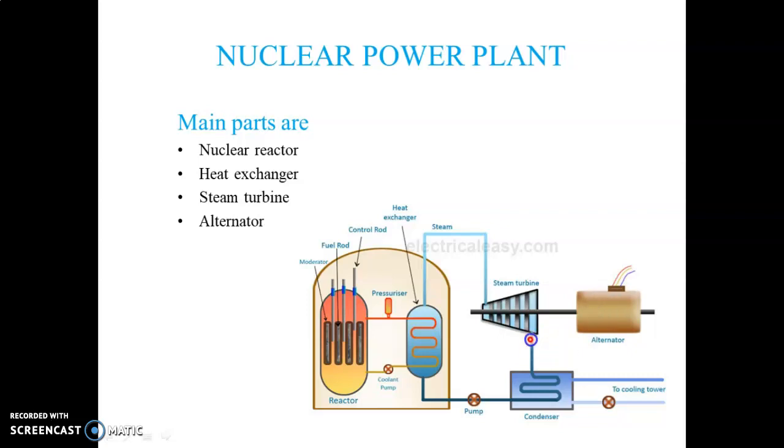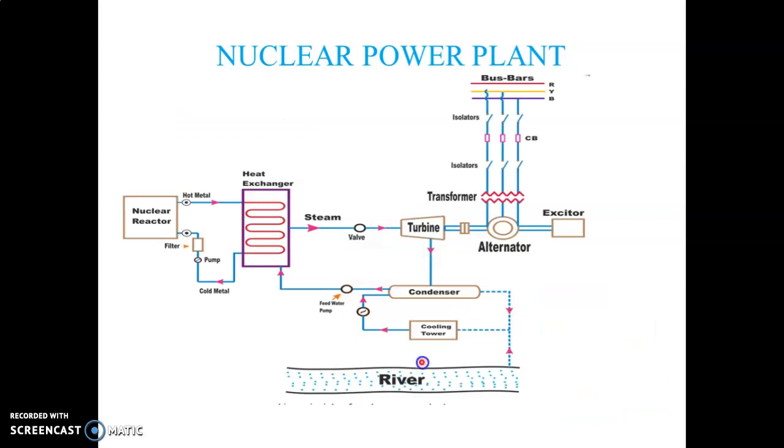Finally, we tap the low pressure steam to the condenser, and we supply cool water to the condenser, and it converts again to water, and we supply it to the heat exchanger. So this is the layout of a nuclear power plant, and the same explanation is here. Nuclear reactor, heat exchanger, turbine, alternator.